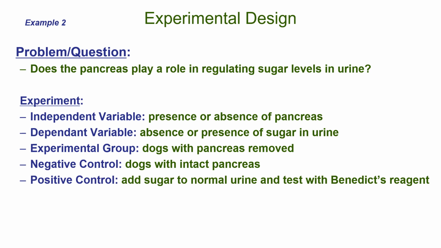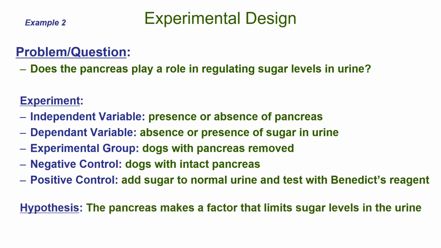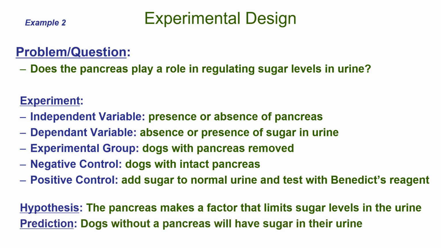The positive control would be to take some normal urine, add some sugar to it, mix it in, and test it with the Benedict's reagent, just to make sure that reagent is working. Our hypothesis, of course, is that the pancreas makes some sort of factor. We know it's insulin now, they didn't know that, that will limit the amount of sugar that gets into the urine. And the prediction, based on that hypothesis, is that dogs without a pancreas will have sugar in their urine, and healthy dogs that have a pancreas will not, or at least they'll have a lot less.